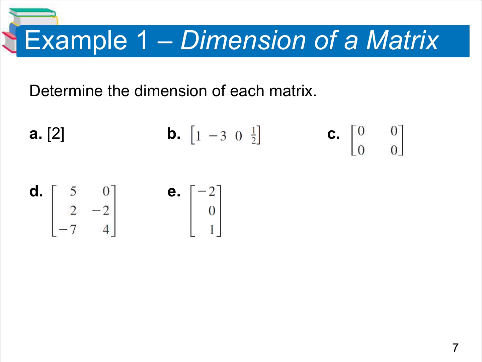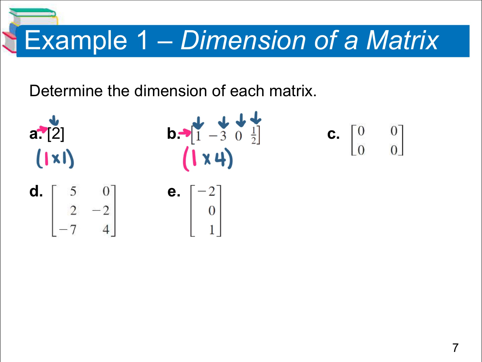If we look at an example, it tells us to determine the dimension of each matrix. For example A, you just have that 2. So you have 1 row by 1 column, so this is a 1 by 1. And you can put that in parentheses. For example B, you have the matrix with the column 1, -3, 0, 1/2. You have 1 row by 1, 2, 3, 4 columns. So this is a 1 by 4.